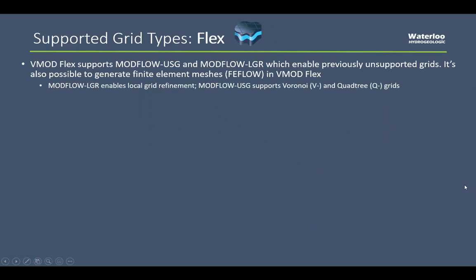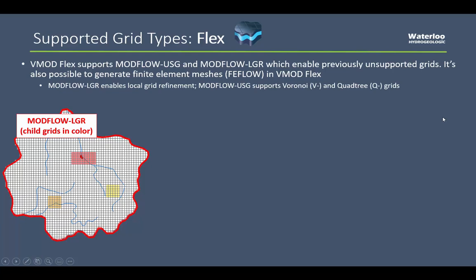Now with Visual MODFLOW Flex, since we do support MODFLOW USG and MODFLOW LGR, that allows us to support a few additional grid types. So here on the bottom left, we have an image which shows basically a MODFLOW LGR grid. LGR stands for Local Grid Refinement. What Local Grid Refinement allows you to do is it allows you to actually embed multiple child grids within the greater context of a parent grid or a parent model. So that's what these smaller colored areas are. These are actually child grids embedded within the greater parent model.